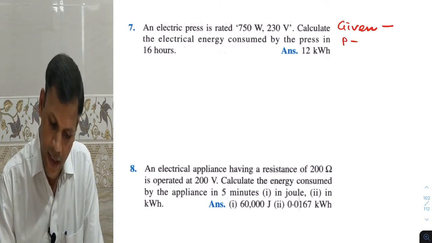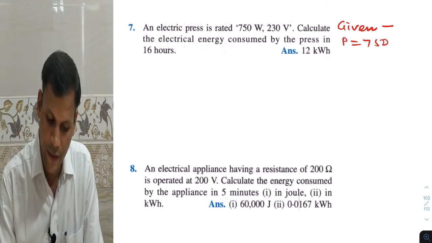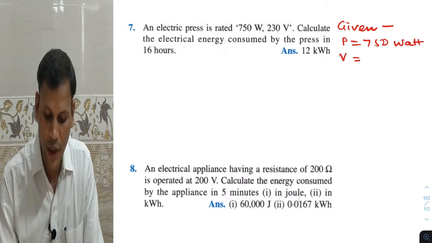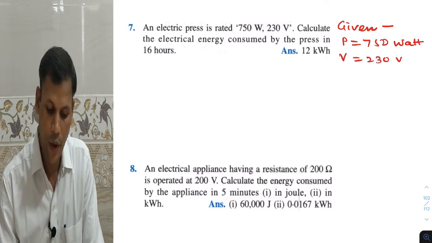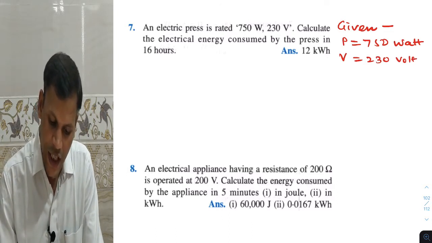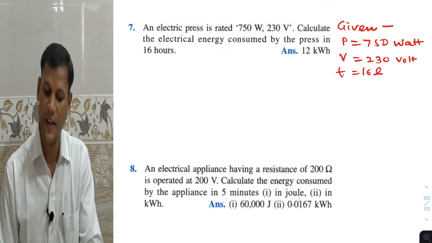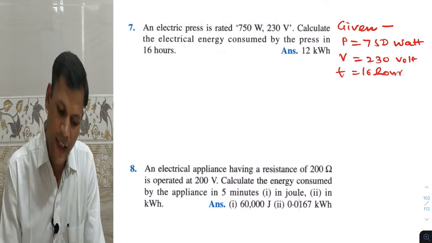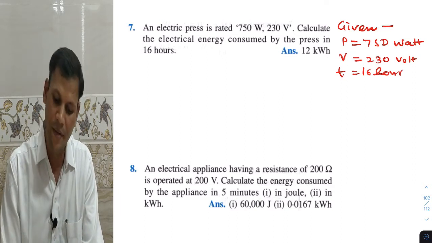Power is 750 watt and voltage V is 230 volt. Okay, and time is given, 16 hours. So electrical energy consumed, same as the previous one.